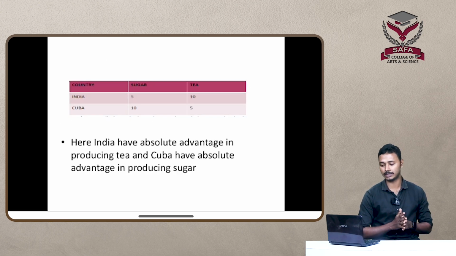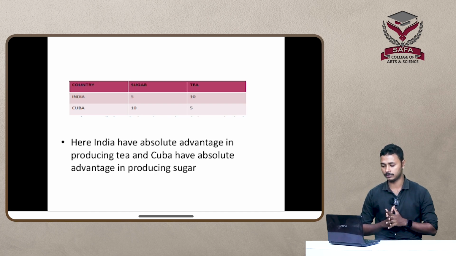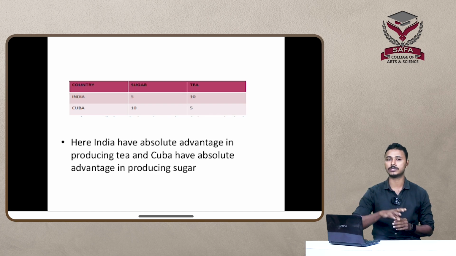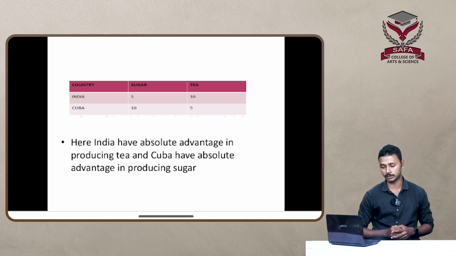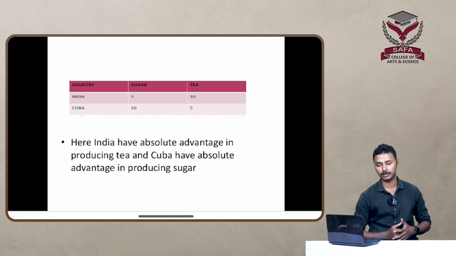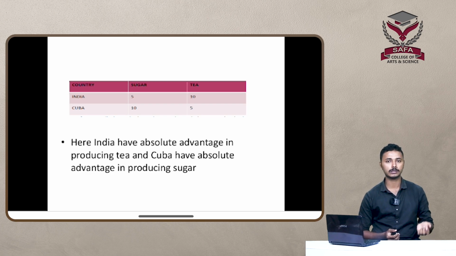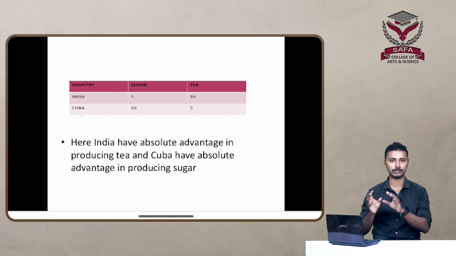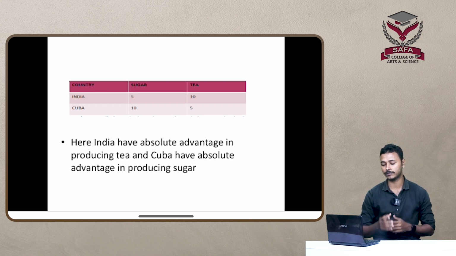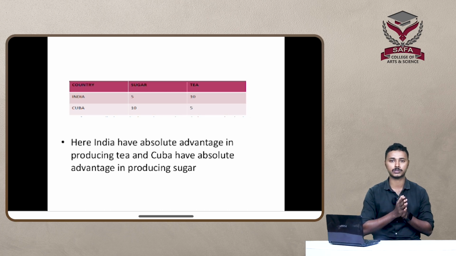You can see here there are two countries, India and Cuba, and they are producing two commodities, sugar and tea. India produces 5 units of sugar and at the same time 10 units of tea. In the case of Cuba, they produce 10 units of sugar and at the same time 5 units of tea. Here we can see a clear absolute advantage in one commodity for each country. India has absolute advantage in producing tea, and Cuba has absolute advantage in the production of sugar.